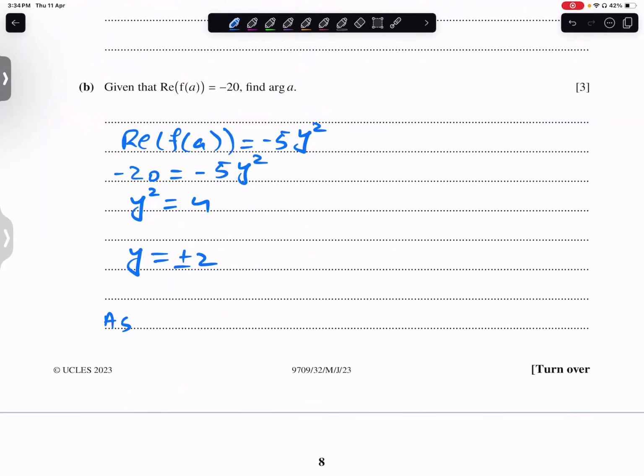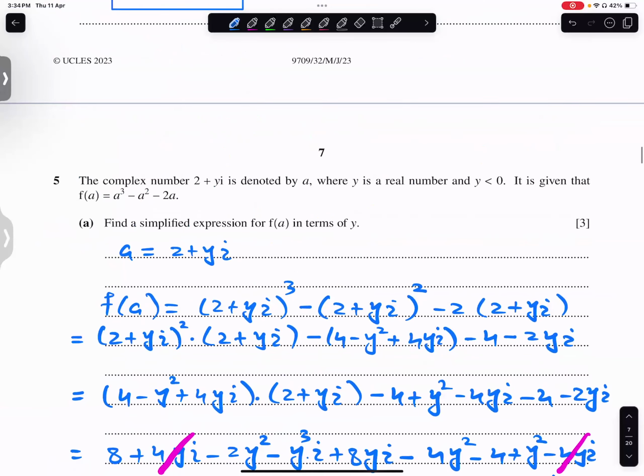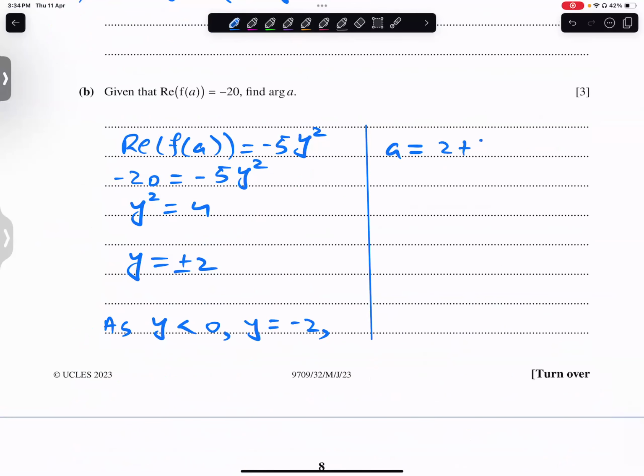If you remember that y was less than 0, so you will take here only y is equal to negative 2. y is equal to 2, you will ignore. So here you can see that sometimes we ignore the positive values also. So now my y is negative 2. So just remember, what was your a? a was 2 plus yi. So a is equal to 2 minus 2i.